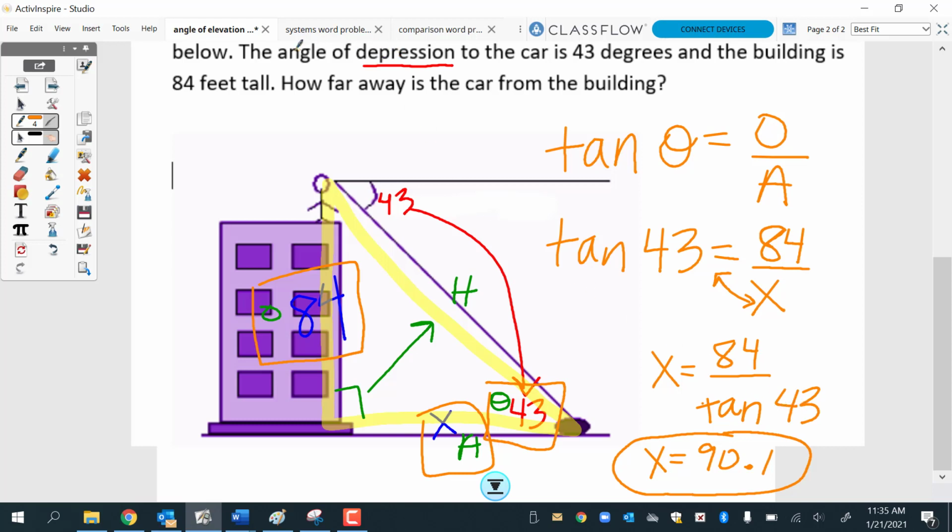Okay. So you're going to go ahead and get started. Make sure you're putting, whether it says angle of depression or elevation, you put it in the bottom corner. Go ahead and get started on the formative.